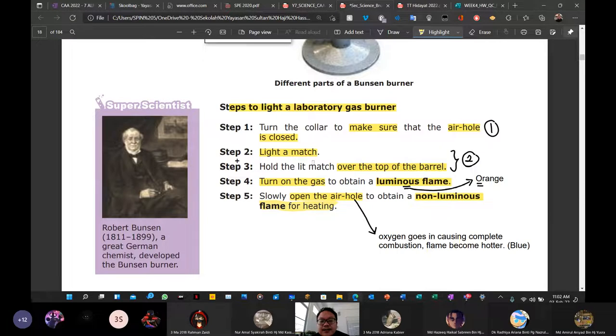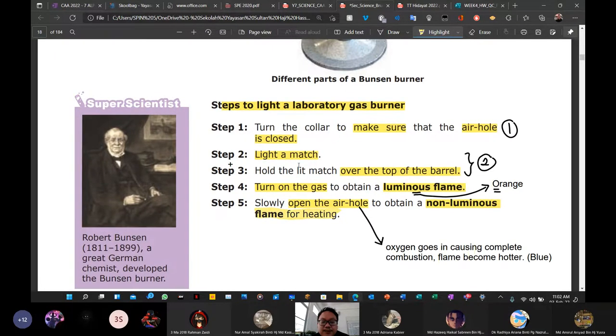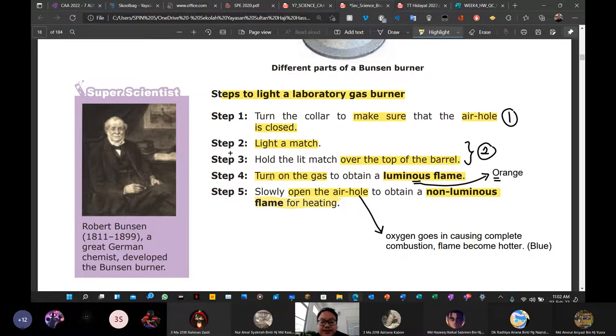Second one, you can actually combine step two and step three together, because when you light a match, you're going to light it up on top of the barrel. Okay, so step one, make sure the air hole is closed. Step two, light a match on top of the barrel. And then step three, you turn on the gas and you obtain a luminous flame.